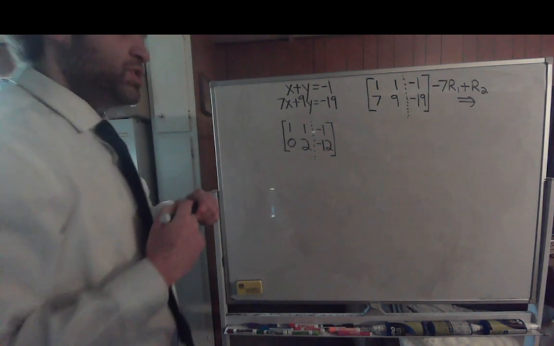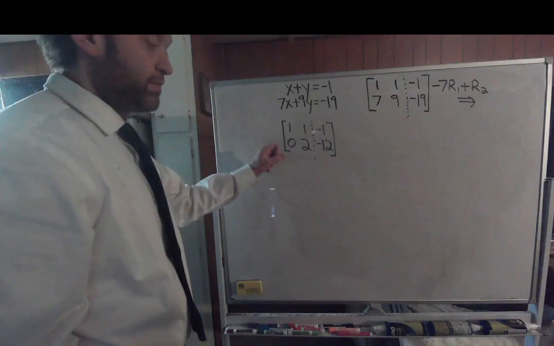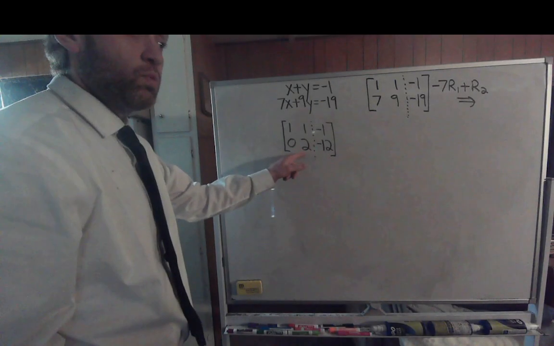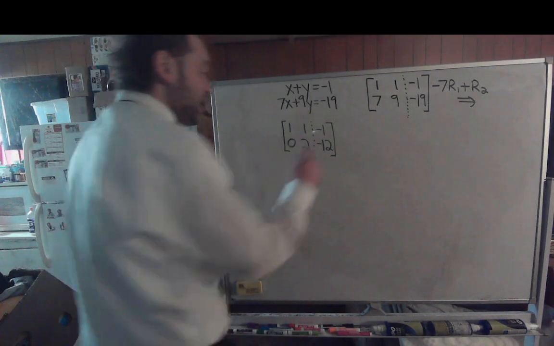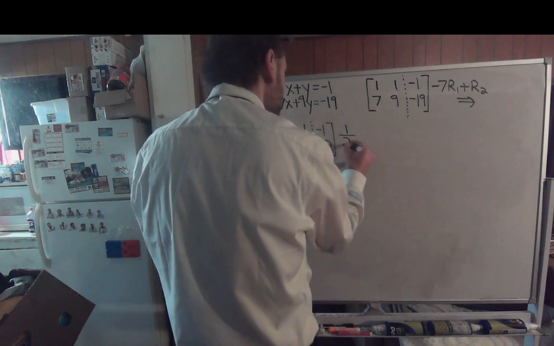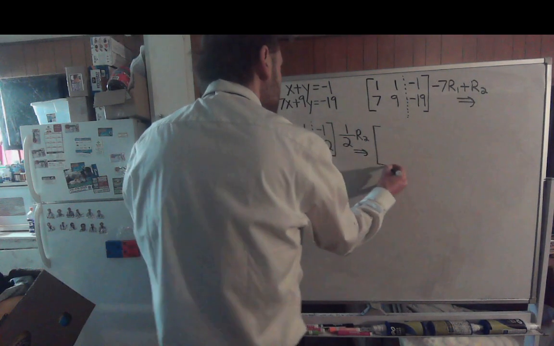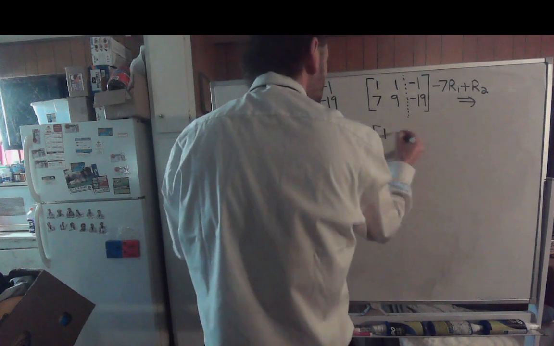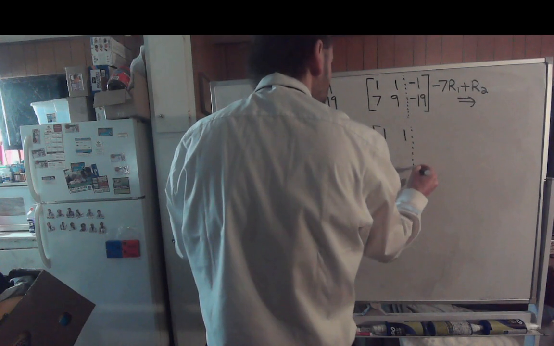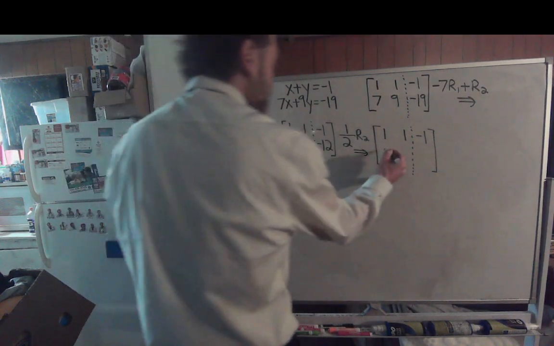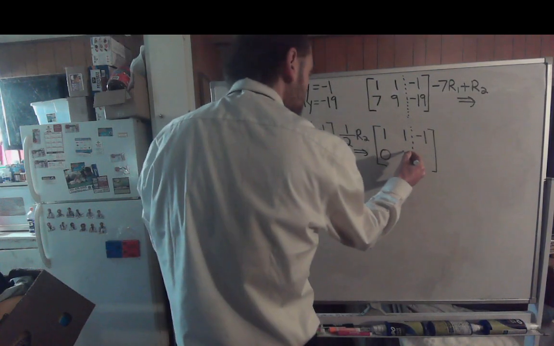Next thing I would do, because it's great you have the first digit in the second row is a 0, next thing I would do is make that leading digit a 1. So we just need to take half of row 2. So let's go ahead and do that real quick. So still leave row 1 alone for now. Alright, so half of 0 is still 0, half of 2 turns into 1, half of -12 is -6.